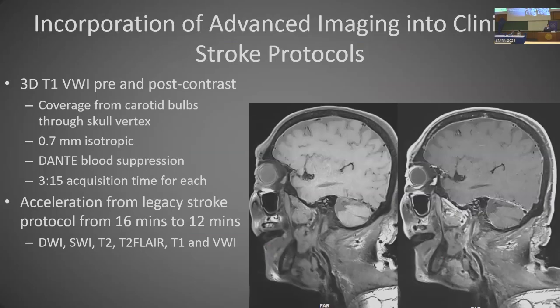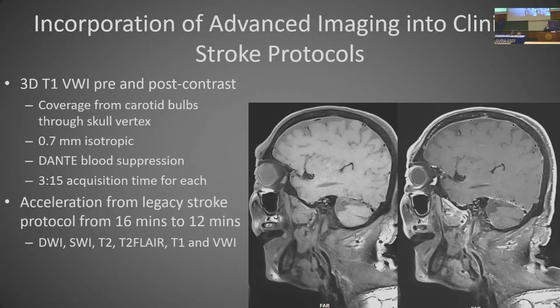So we built our protocols. We built in DANTE. Our resolution was slightly lower at 0.7 isotropic. We did have coverage of the head and the neck. And this protocol that we did, we heavily leveraged compressed sensing with it. Acquisition time was 3 minutes pre and 3 minutes post.